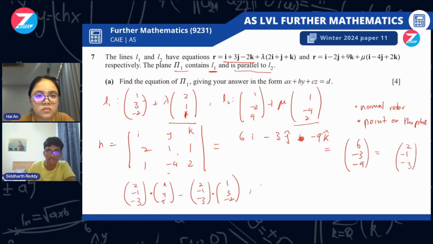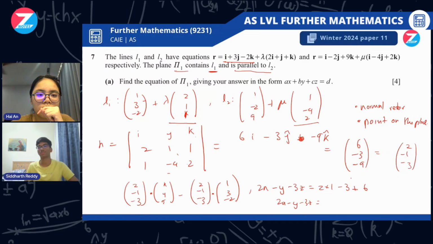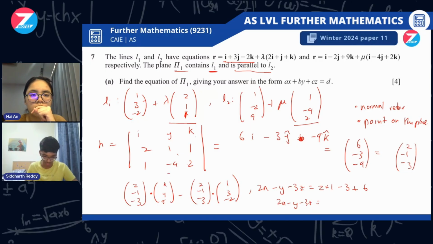So 2 times x minus 1 times y minus 3 times z, so minus 3z, is equal to 2 times 1 minus 3 plus 6. So 2x minus y minus 3z is equal to 2 minus 3 plus 6. So 2 minus 3 plus 6: 2 minus 3 is minus 1, minus 1 plus 6 is 5. So there's our answer: 2x minus y minus 3z is equal to 5.